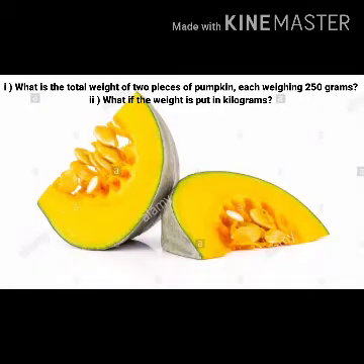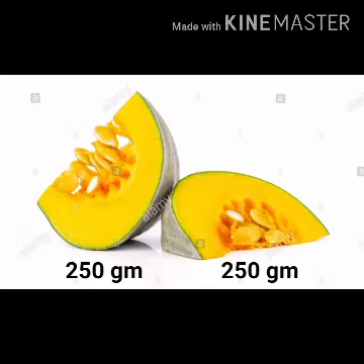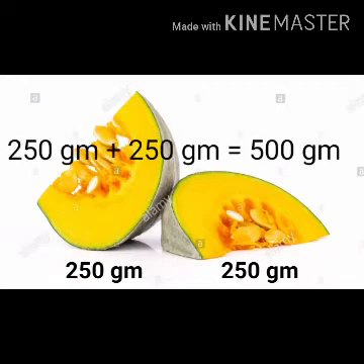Our next question is, what is the total weight of 2 pieces of pumpkin, each weighing 250 grams? The next is, what if the weight is put in kilograms? We know that each piece of pumpkin has the weight 250 gram. We can get the total weight of 2 pieces of pumpkin by adding the weight of each pumpkin. That is 250 plus 250 is 500 gram.